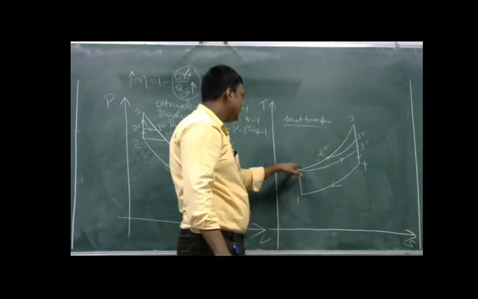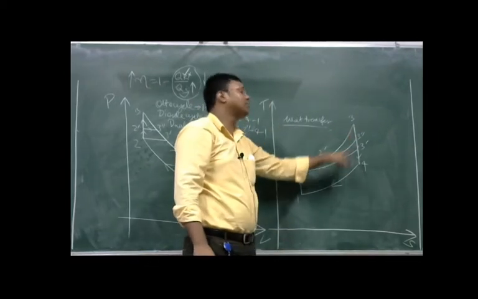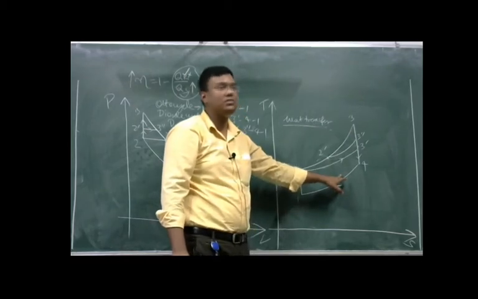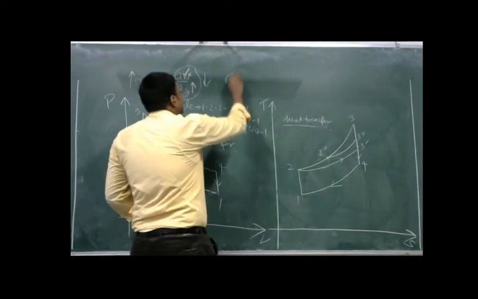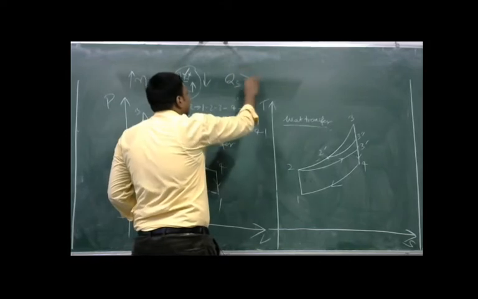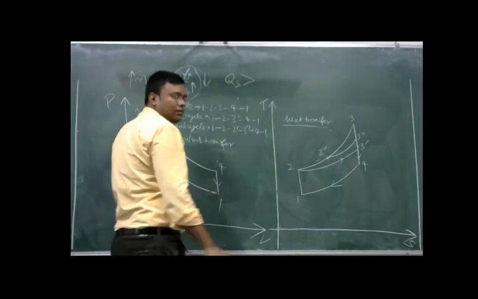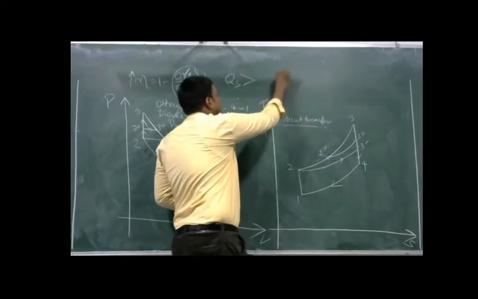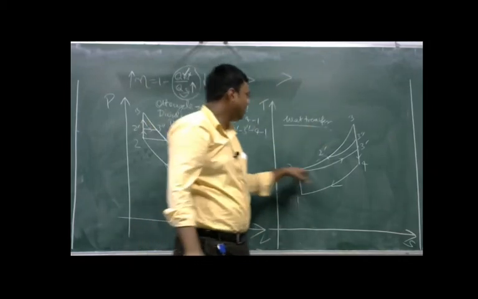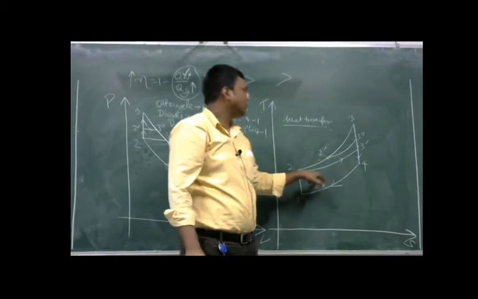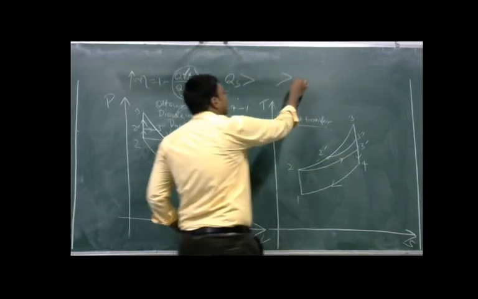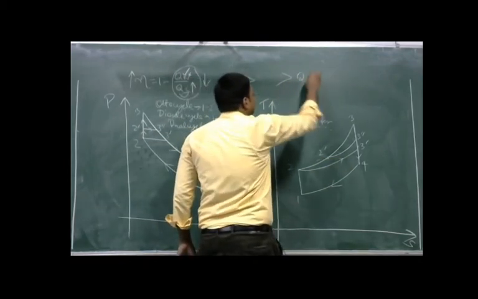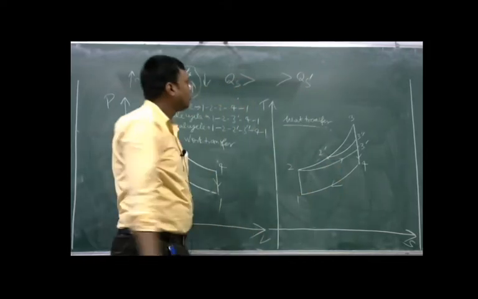The area below this topmost curve is maximum, which means heat addition is maximum, which means QS is maximum for the Otto cycle. For the diesel cycle, QS is minimum, 1 2 to 3 dash. I am showing the heat addition for the diesel cycle by QS dash. So it is minimum.